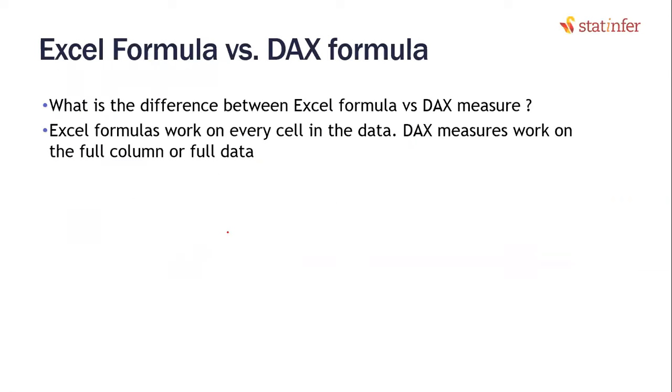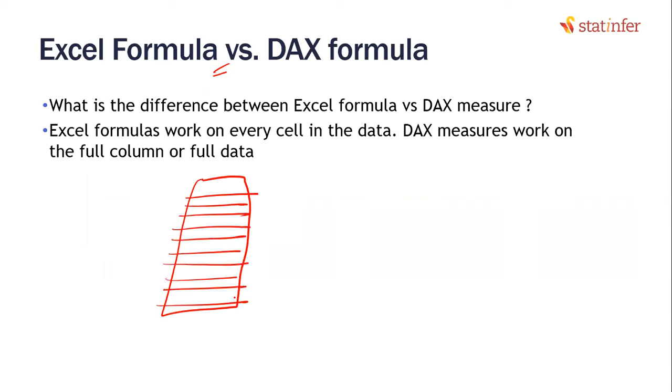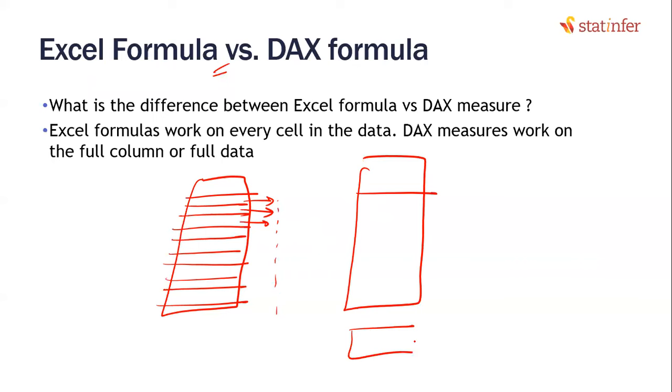One key difference between Excel formulas and DAX, you must be already aware of it. Excel formulas are applied on every cell. If you have multiple cells inside Excel, the formula is written inside every cell and then you try to drag it. Whereas DAX, if you are writing a DAX formula, that formula is applied on the whole column. It doesn't work row by row or cell by cell.